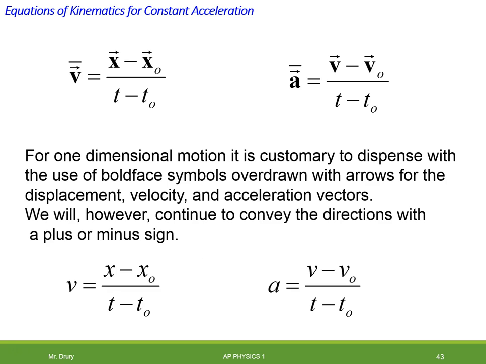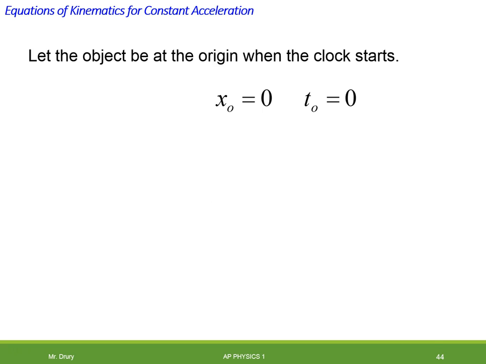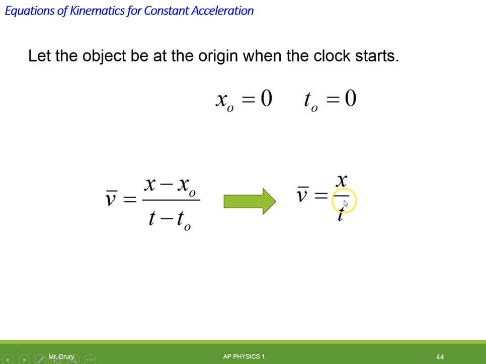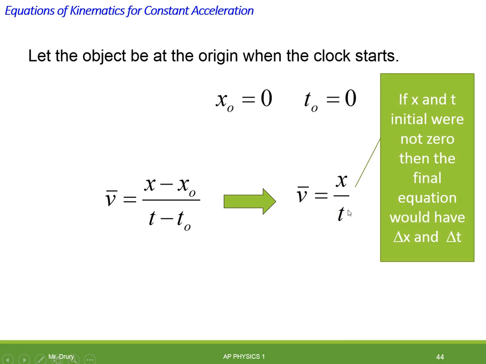All right, so here we go. Let's say we have an object that starts at 0 position at 0 time. And we know that the average velocity would be equal to the change in position over the change in time. But if those initial positions and initial times were 0, it could be reduced down to this. And if they weren't 0, then you would have to deal with delta x and delta t. But it's not any more difficult, honestly.